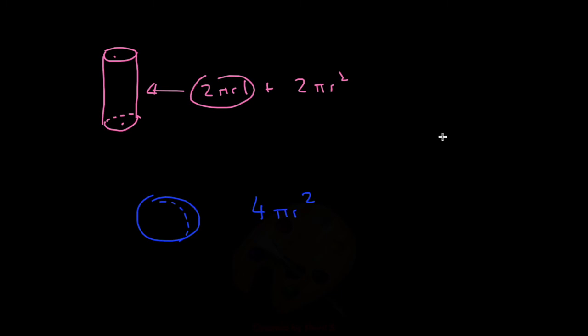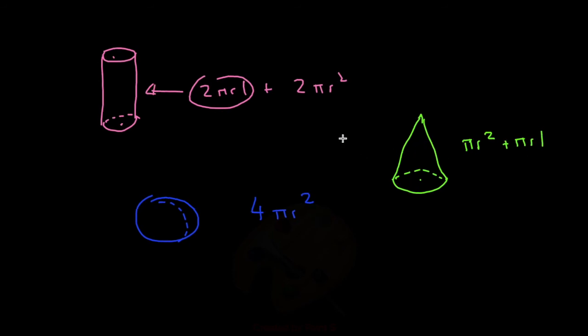Third and finally, we have the surface area of a cone. If I draw that here, it is pi r squared plus pi r L. The pi r squared is this bottom bit, the circle, and the pi r L is everything else. And I forgot to mention that the L here and here stands for length. So in this case it would be here, and again here.